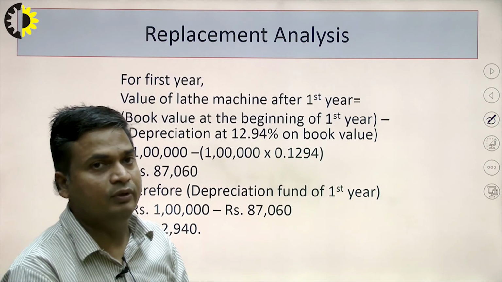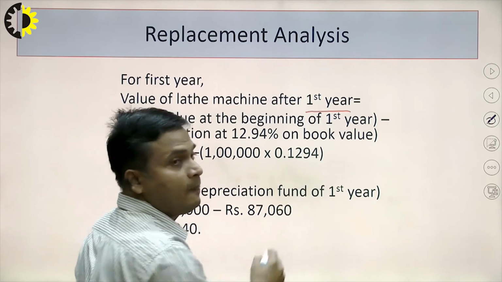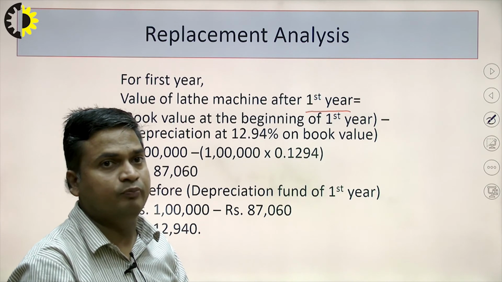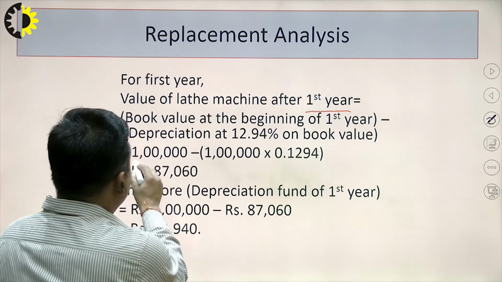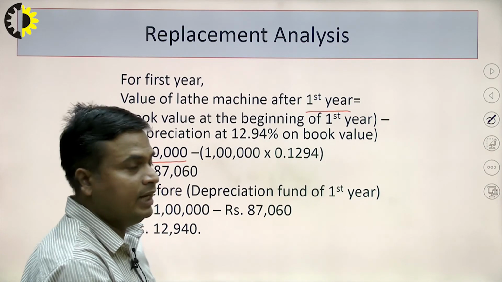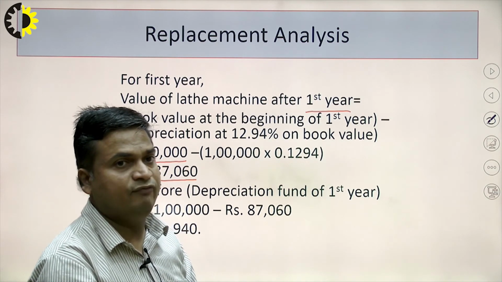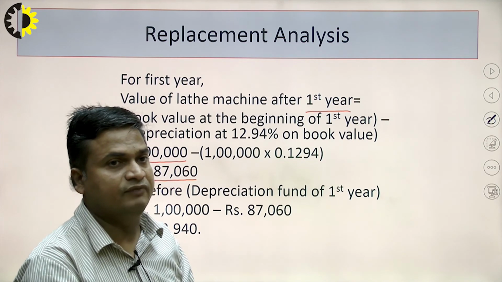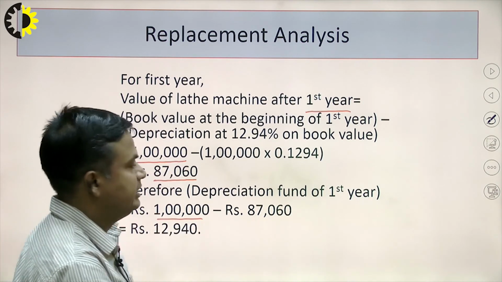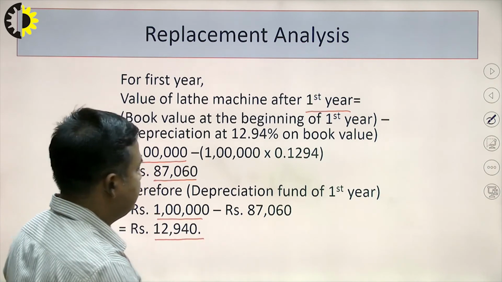Now, for the first year, the value of the lathe machine after the first year equals the book value at the beginning of the first year minus depreciation at 12.94% on book value. It equals 1 lakh minus 1 lakh into 0.1294, which is rupees 87,060. So this is the value of the machine after the first year. Therefore, the depreciation fund of the first year equals rupees 1 lakh minus rupees 87,060, which is rupees 12,940.